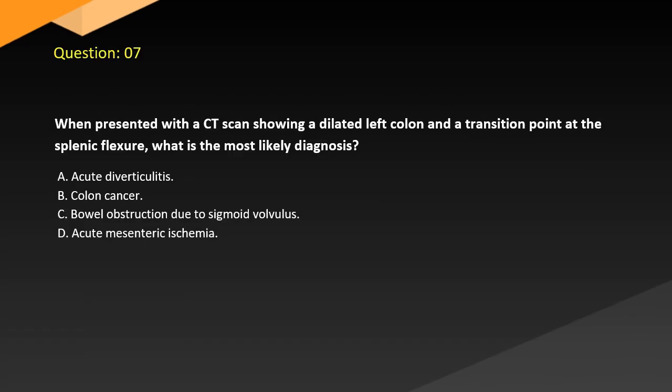Question 7. When presented with a CT scan showing a dilated left colon and a transition point at the splenic flexure, what is the most likely diagnosis? A. Acute diverticulitis. B. Colon cancer. C. Bowel obstruction due to sigmoid volvulus. D. Acute mesenteric ischemia.